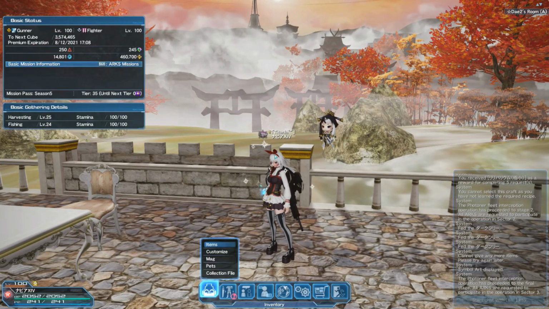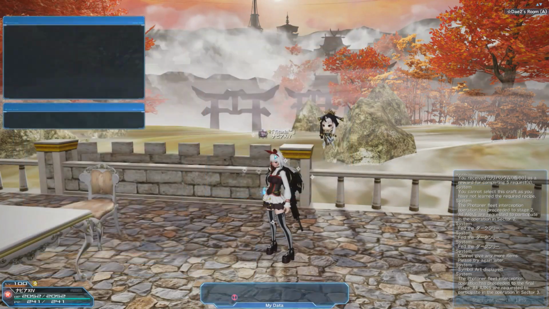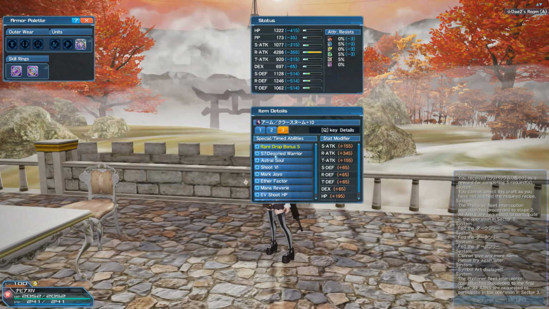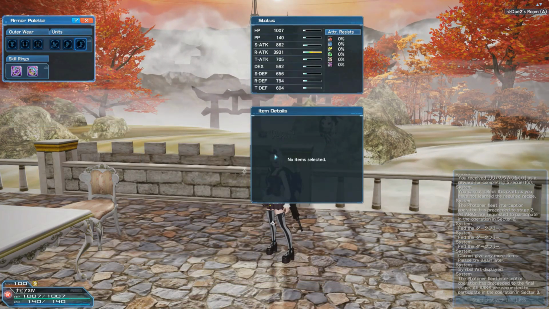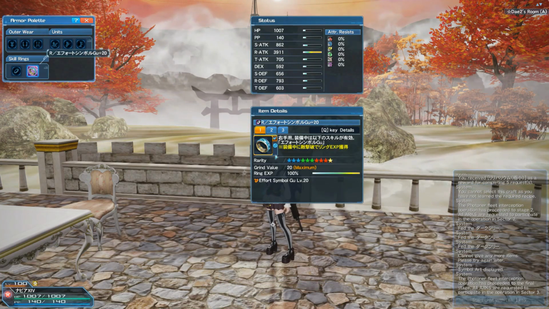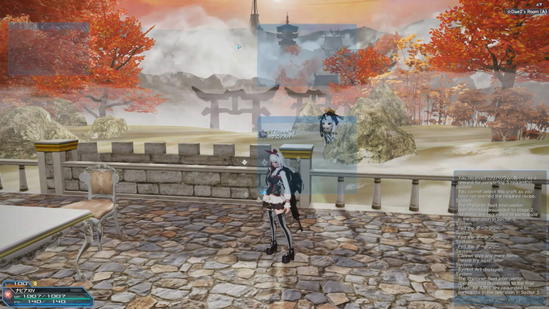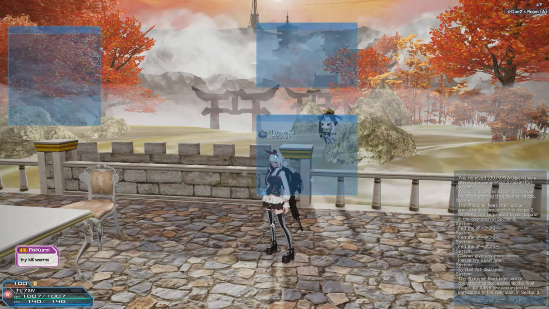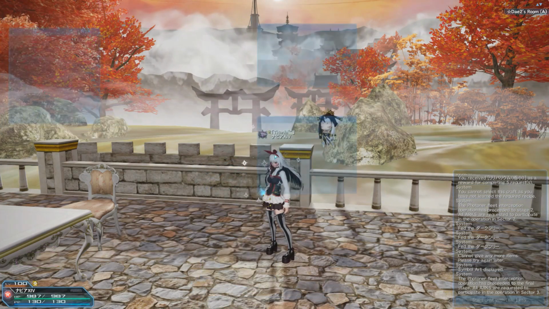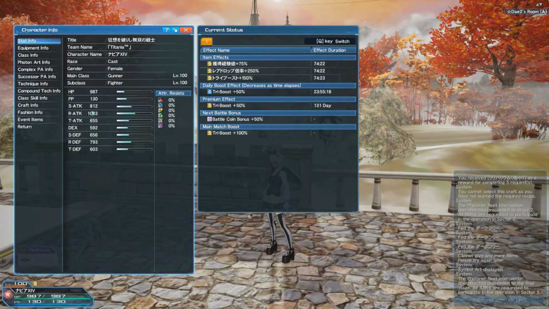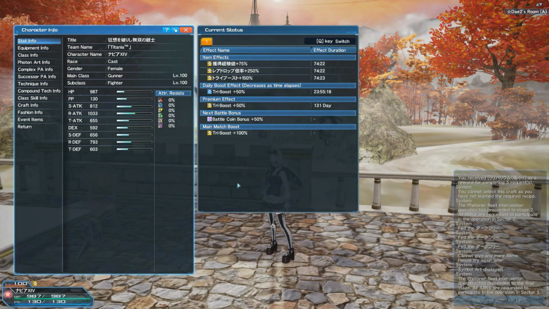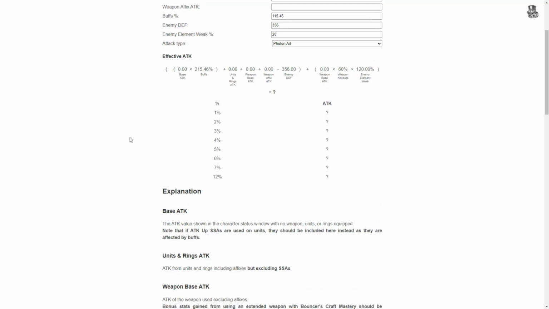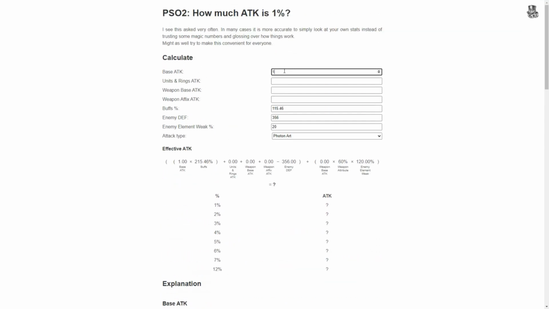So let's see, my character right here. Okay, take off the unit. Okay, take off the ring. Well, the right ring doesn't matter, it doesn't give you any stats. Alright, so take off the weapon. See how much attack I have. 1033. Okay, 1033. So I should put it right here.